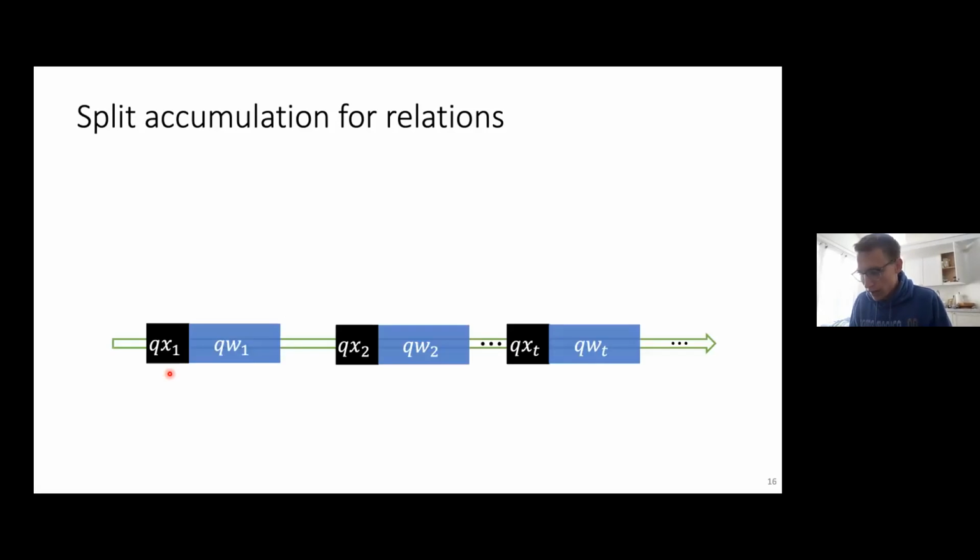So what is split accumulation, and in particular split accumulation for relations? We are always talking about these predicates, and now let's consider that we have a relation, and for this relation we have an input q, and this input can be split into a small instance and a large witness. The relation accepts if there exists a witness for an input. So we have an exists relation here.